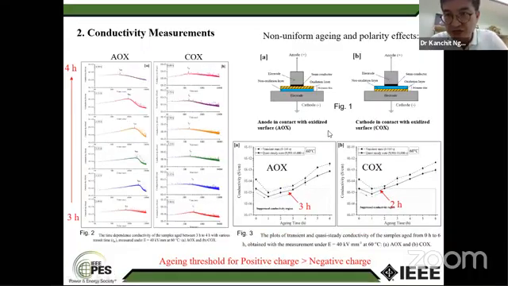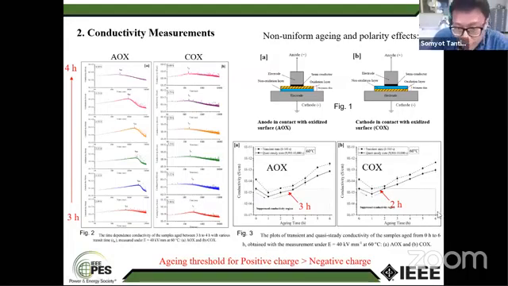The question is, does the fact that the aging threshold for positive charge is greater than for negative charge affect which polarity of HVDC should be used in the transmission system? Pardon? I mean, the question is whether the fact that the aging threshold for positive charge is greater than negative charge has an effect. This is true? Yeah. Thank you for this.